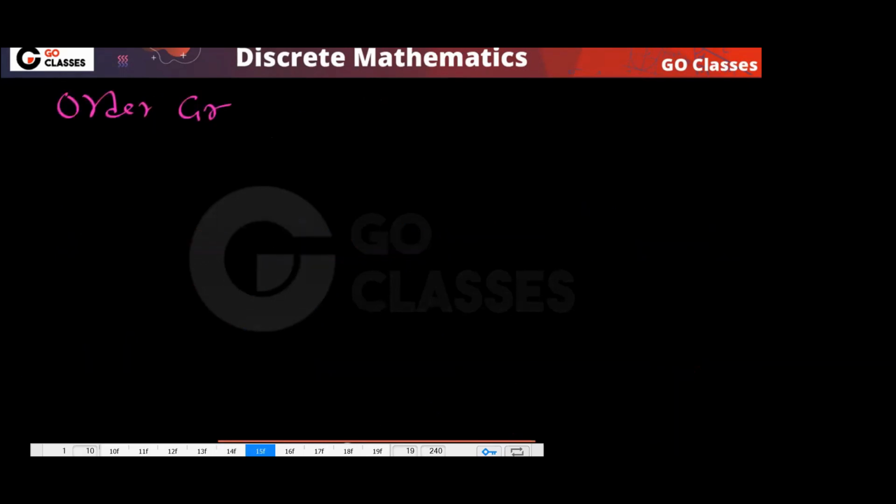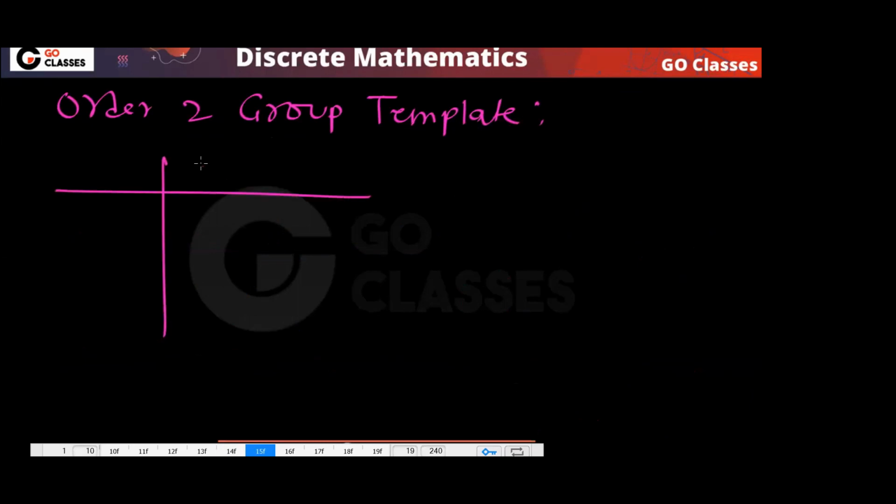Okay. Order 2 group template. This we have already seen. Order 2 group template, what is that? This is the template. If you notice, E, A, E, A. Because it is a group, this will have to be E. This has to be E. There is no other choice.